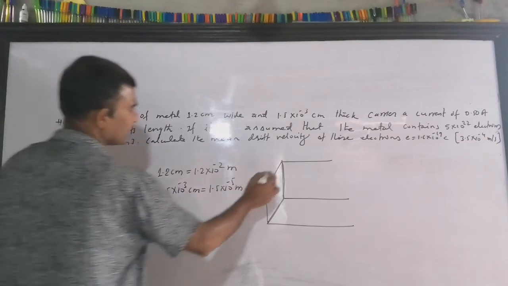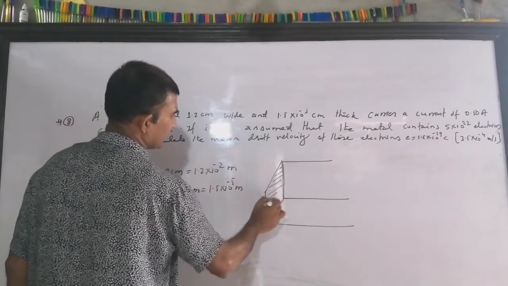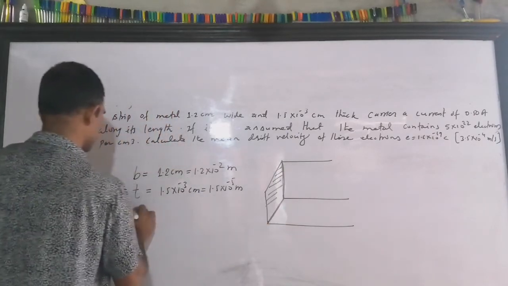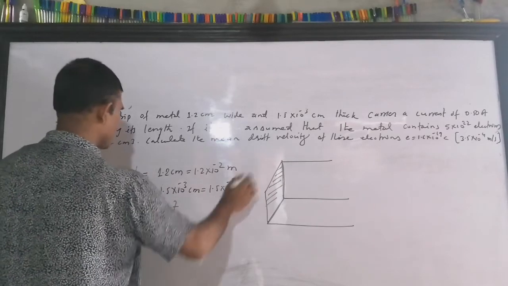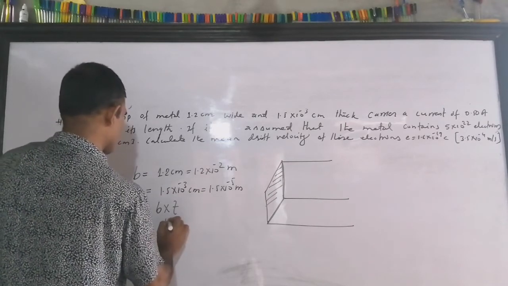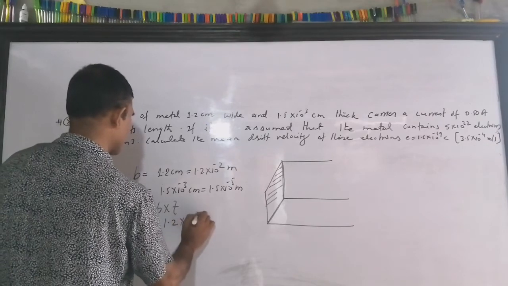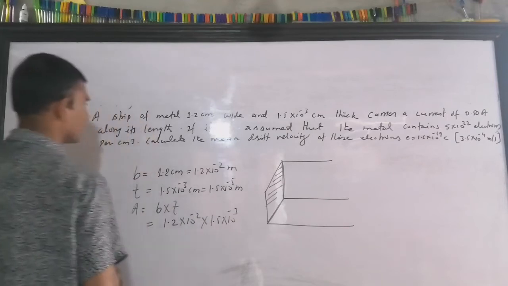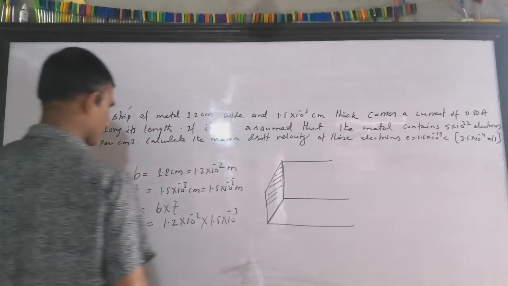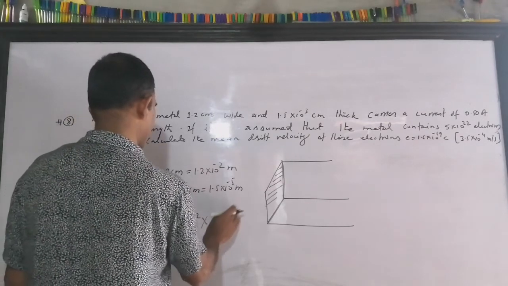And so if B and T are given, I can find its area, right? This is L into B for a rectangular shape, and so the area of cross section I can get as B into T, just like L into B. So this is 1.2 into 10 to the power minus 2 times 1.5 into 10 to the power minus 5.